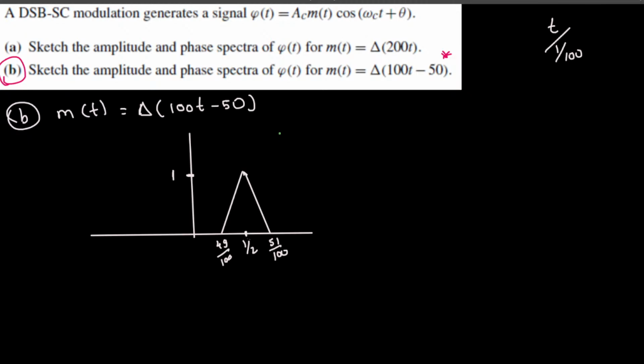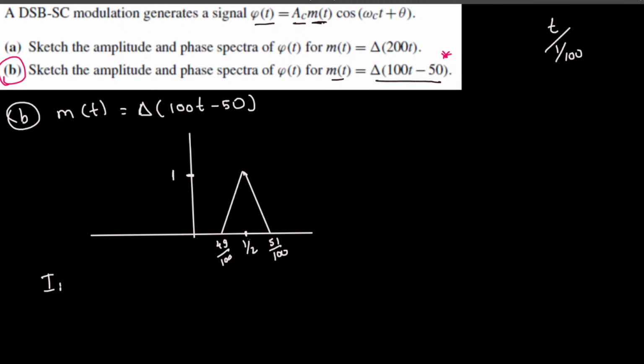Now here we have to draw the amplitude spectra and phase spectra. In order to draw them, we need to find out the frequency domain of this one. In the frequency domain, m of t is the one given, and its Fourier transform has to be found out to express the whole thing in the frequency domain. So let's go ahead and find the Fourier transform.